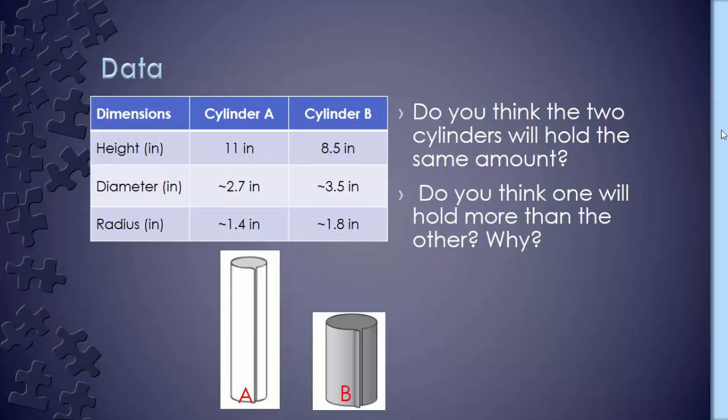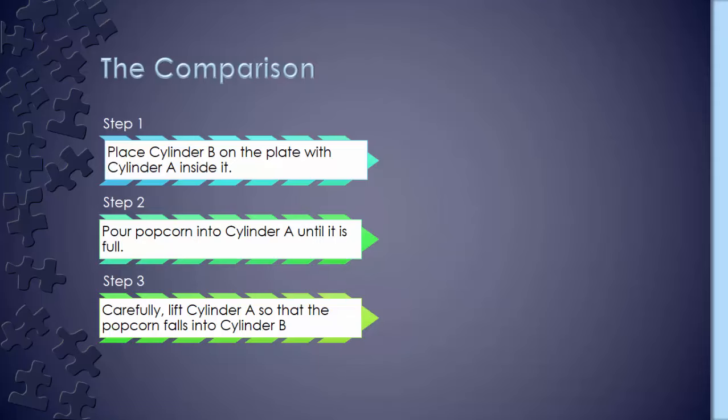We want to take the height of cylinder A and cylinder B, the diameter of cylinder A and cylinder B, and the radius of cylinder A and cylinder B. Now, we don't have to formally answer these questions, but we want to bear them in mind. Do you think that the cylinders will hold the same amount? Do you think that one may hold more popcorn than the other? And why?